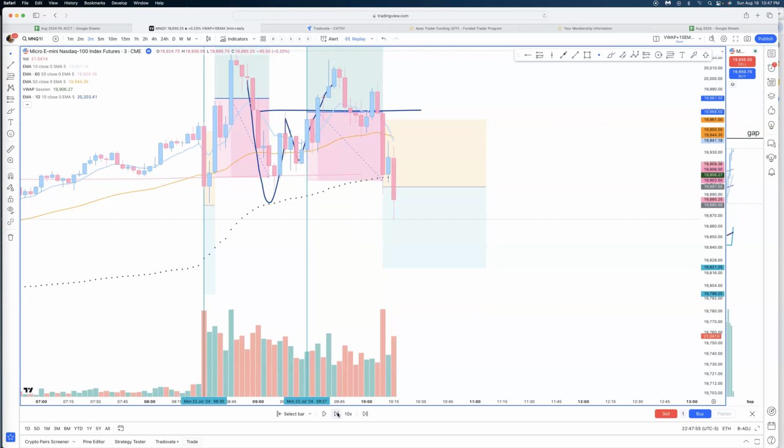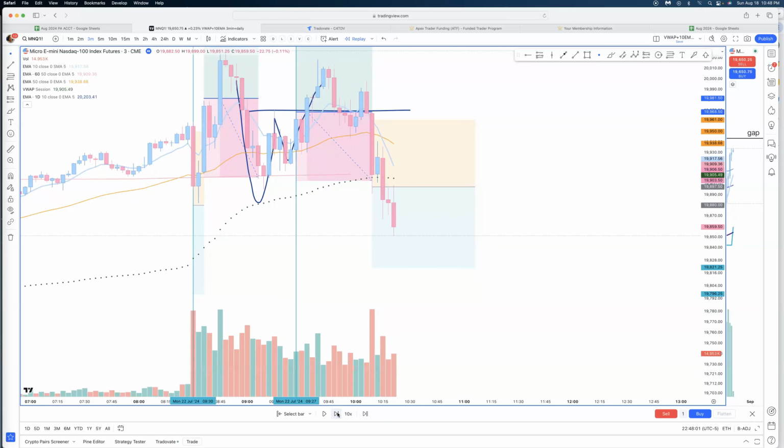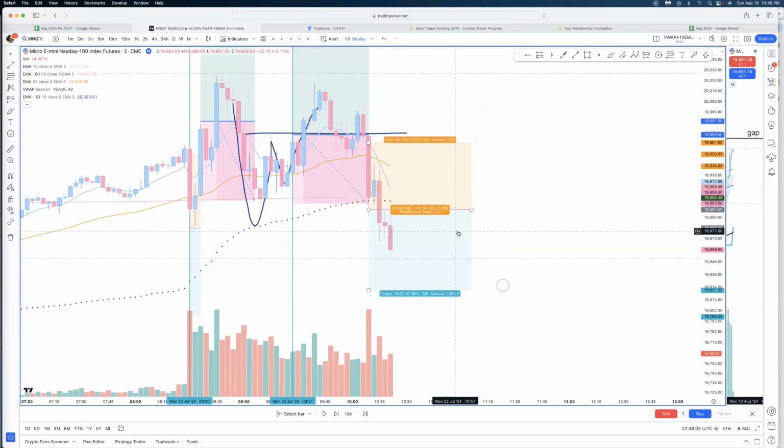Okay, so now we're going to see if the bears are going to really push this down. If we get down here, let's pretend however many contracts. Let's see how many contracts I would have here. Let's say I have 3 micro contracts on here. If it gets a target, I'll close 2 of them and leave 1 runner.